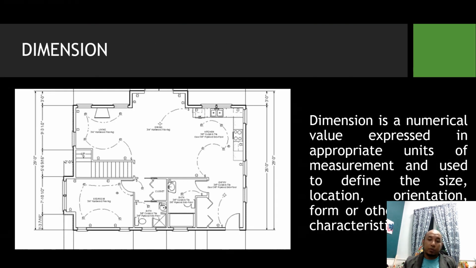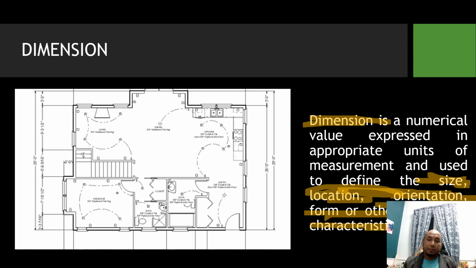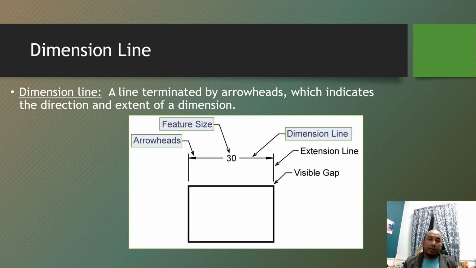Okay, so dimension. We go to dimension. Dimension is the numerical value expressed in the appropriate unit of measurement and used to define the size, location, orientation, and other geometric characteristics of the part. And dimension line: the line terminated by the arrowhead which indicates the direction and extent of the dimension.